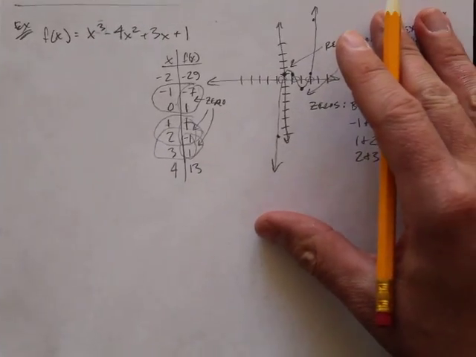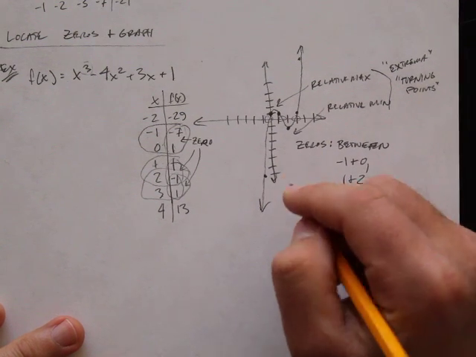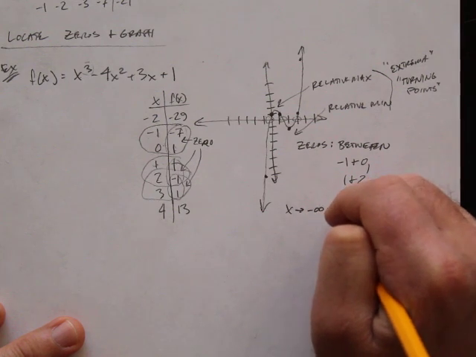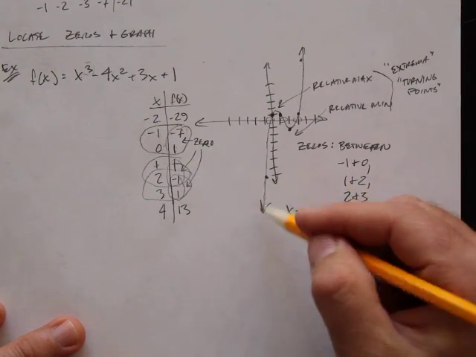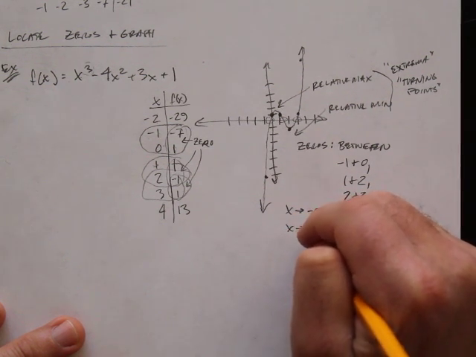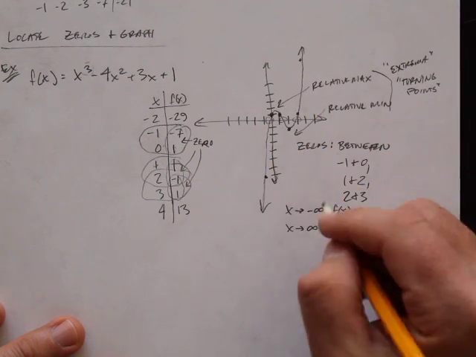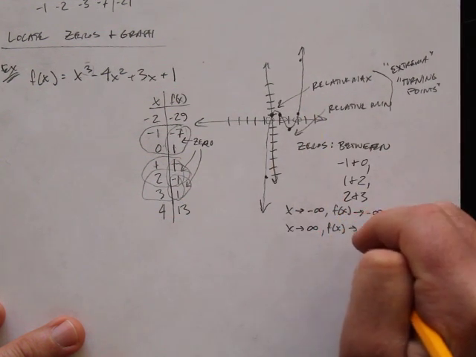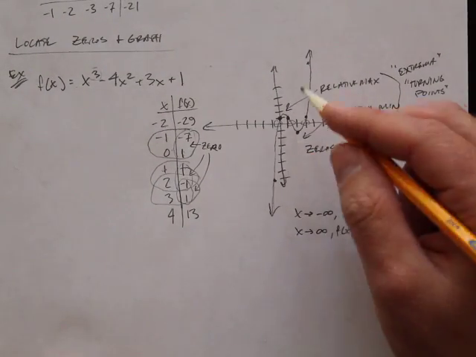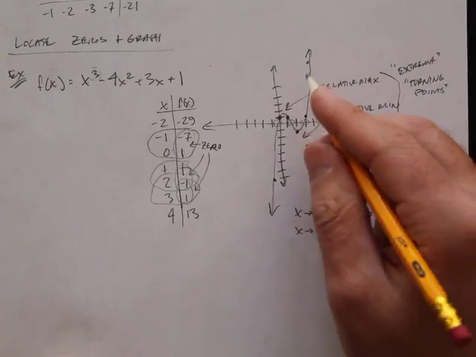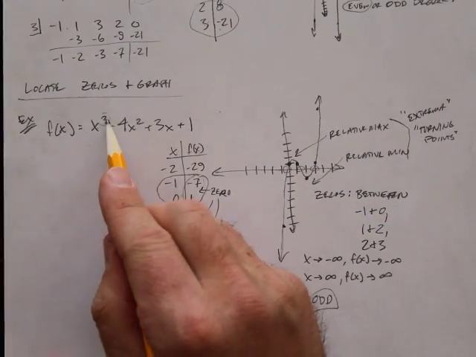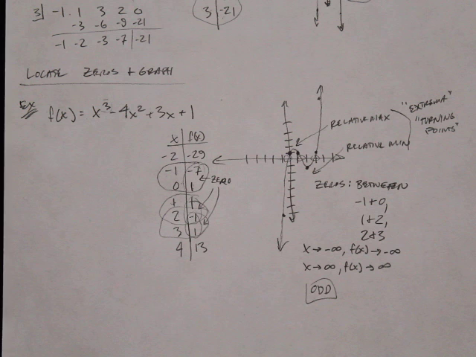We did not do the end behavior. As x goes to negative infinity, f of x goes to negative infinity, and when x goes to positive infinity, y goes up, f of x goes to positive infinity. Is this even or odd? If the arrows are going in opposite directions on the y-axis, then we know this is odd. Also, we can see it here: x to the third power, it's going to be odd.